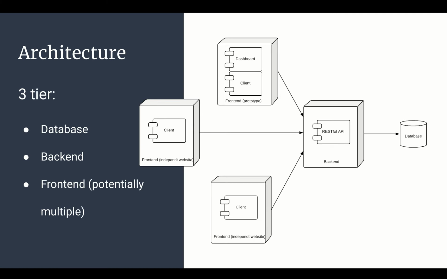Here's an overview of the architecture of this web app. It's a standard web application, 3-tiered, with your database, backend, and the front end. The backend queries the database and serves requests from the front end and responds back to them. And the front end has the potential to actually exist in multiple different locations. For our project, we'll be looking at the prototype here, which is one box, one server, and we have both the client and the dashboard.